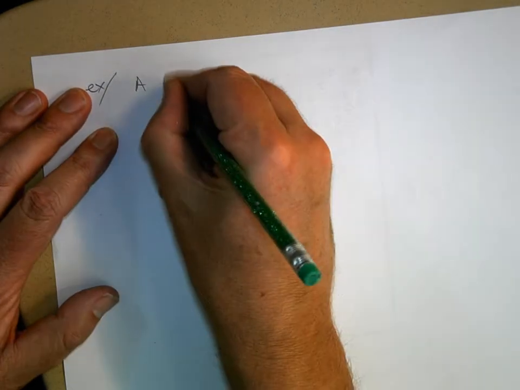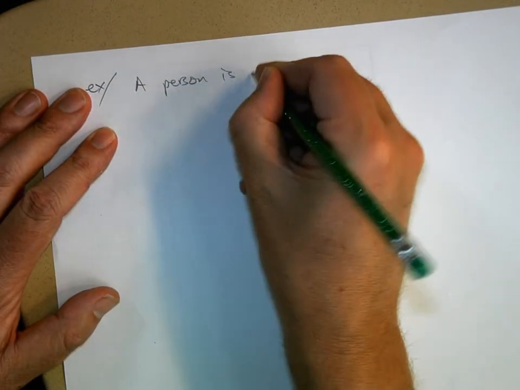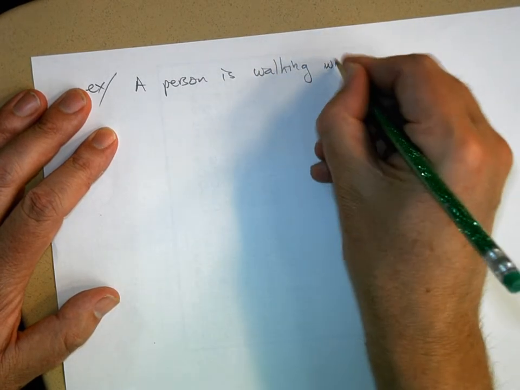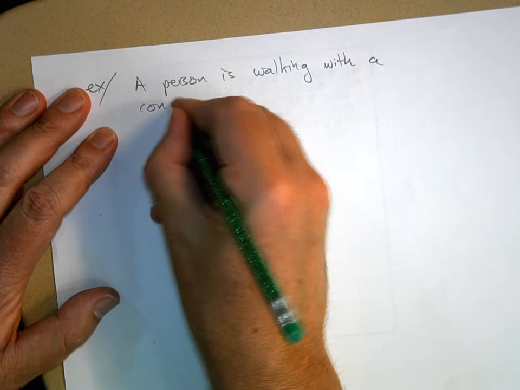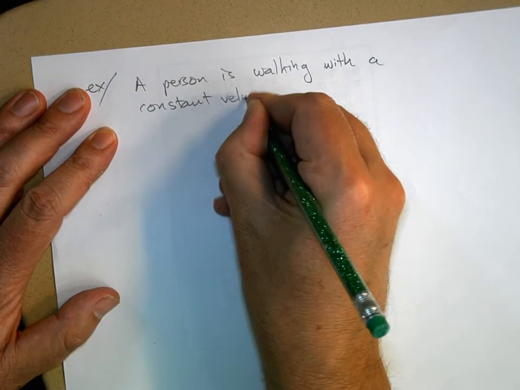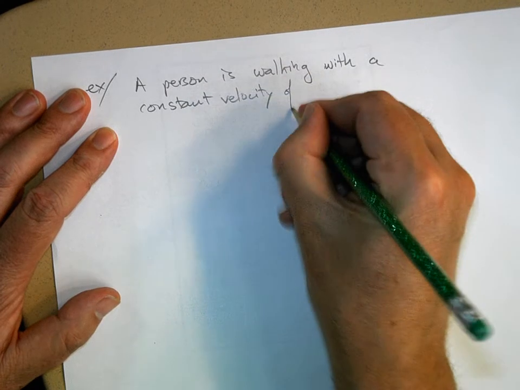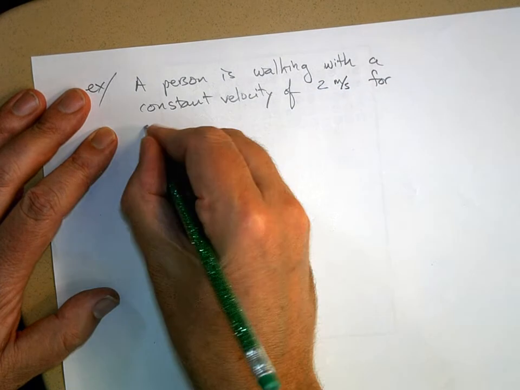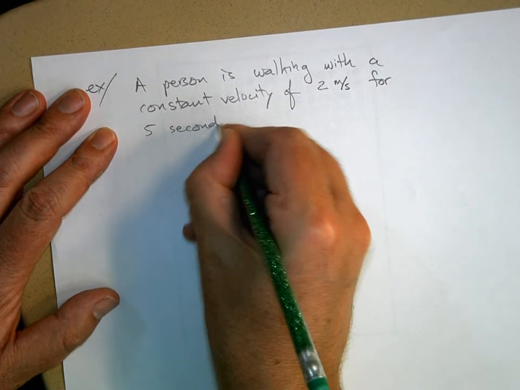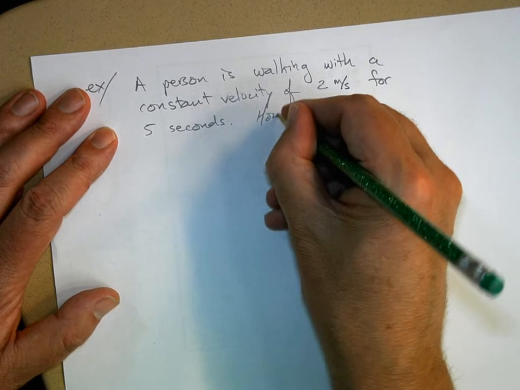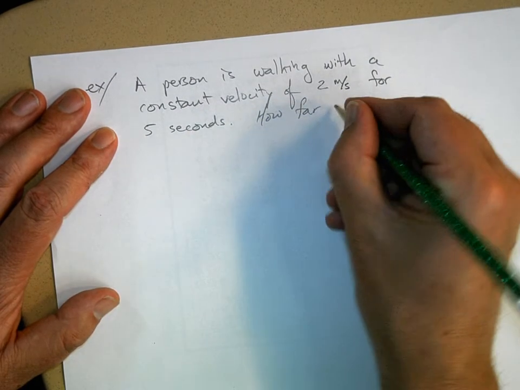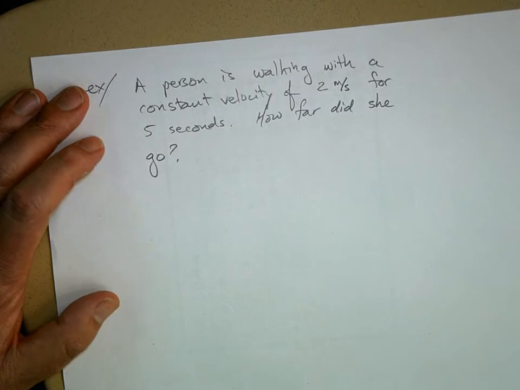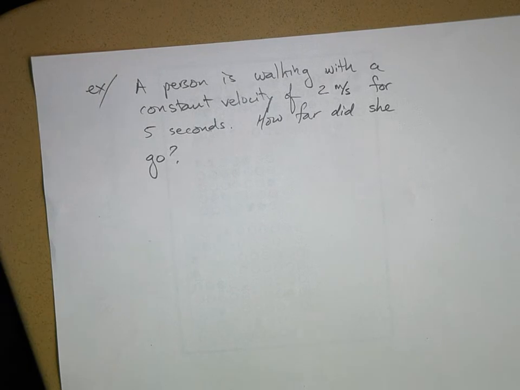A person is walking with a constant velocity of 2 meters per second for 5 seconds. How far did she go? I'll use a she this time. How far did she go?